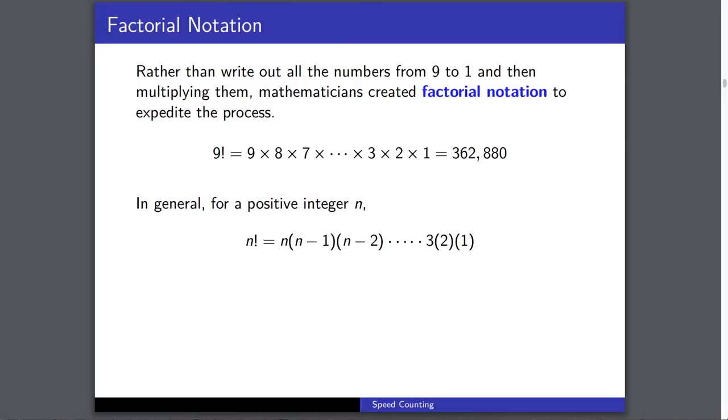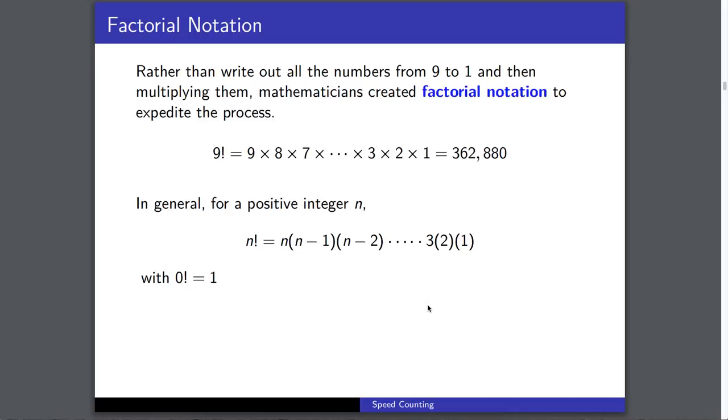So in general, for a positive integer n, n factorial, like 9 factorial, is n times n minus 1 times n minus 2 times n minus 3, all the way until we get down to 1. So like 9 times 8 times 7 times 6 times 5 times 4 times 3 times 2 times 1. And we have 0 factorial equal to 1. So we'll maybe touch upon that in the next video.